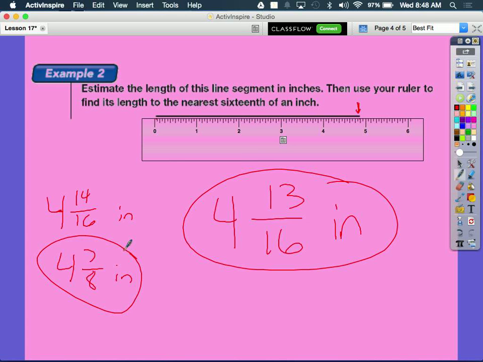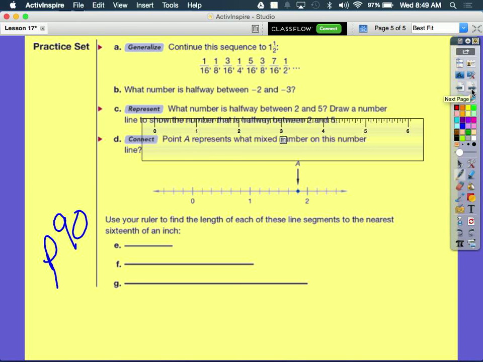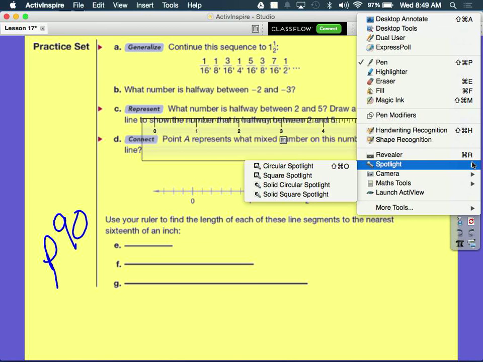So if we can, let's try to reduce that. Even though it's 14/16 of an inch, we still want to reduce if we can. And so, let me get rid of this ruler. Go ahead.